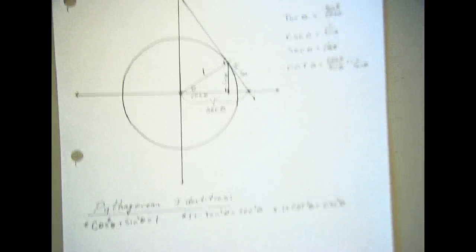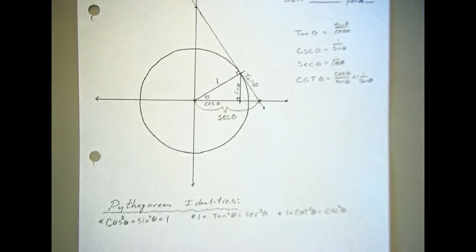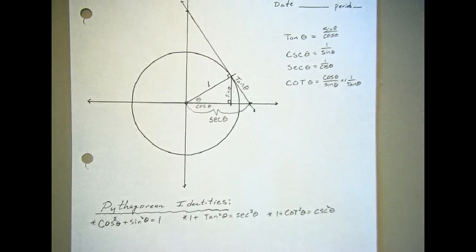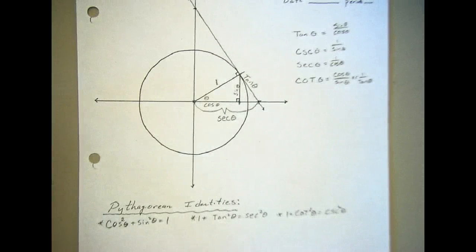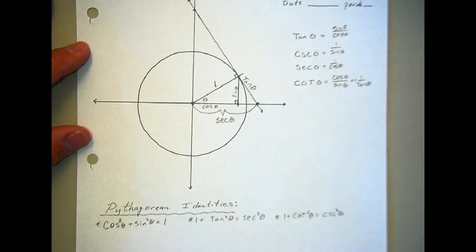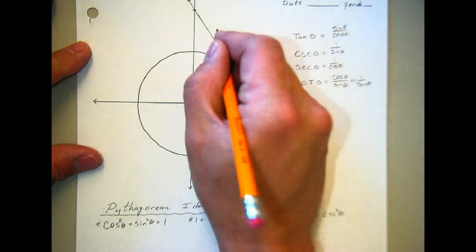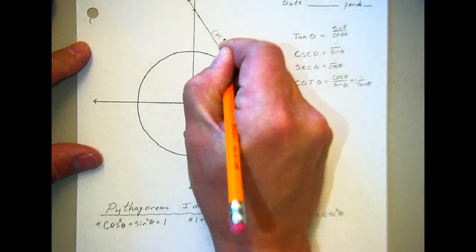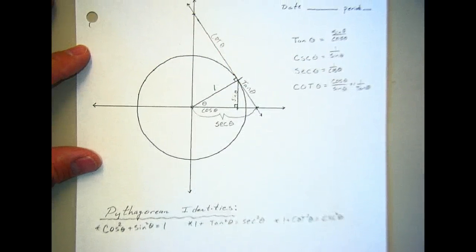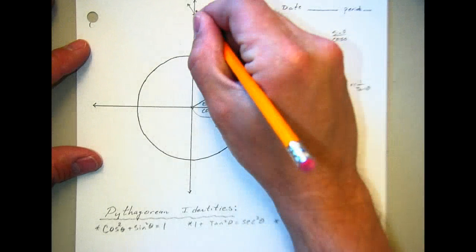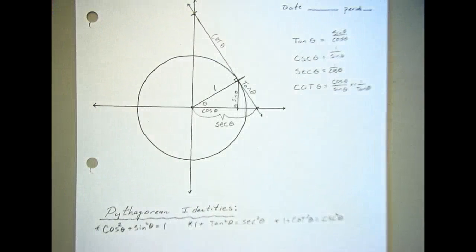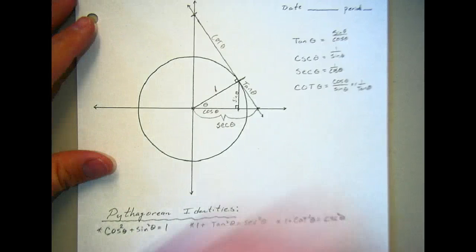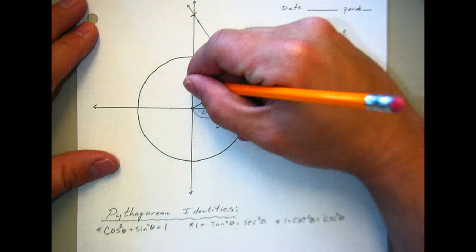Okay, let's see if we got it. 1 plus cotangent squared theta is equal to cosecant squared theta. Where is cotangent and cosecant? Jada, where's cotangent? I'm guessing it's on the same line as tangent. It's on the same line as tangent. Good. Cotangent theta. That's from here to here. Okay? Nick, cosecant. The cosecant is the length along the y-axis. Good. Cosecant.